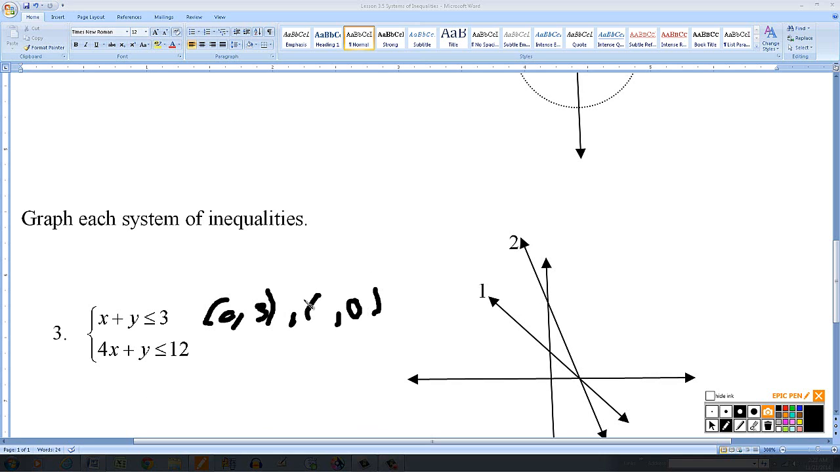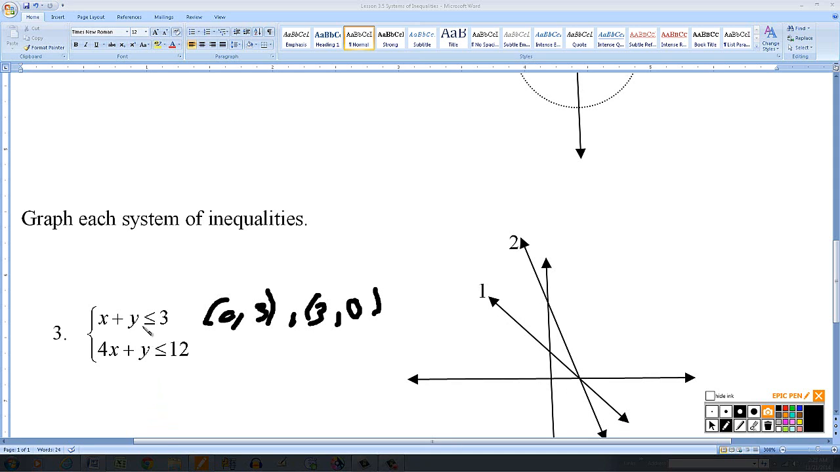So since I'm dealing with boundaries that are lines, 2 points is all I need. Okay, so I come back over here to the graph. So 0, 3, so let's say I go 3 units and I get this point right there. And then 3, 0, I go 3 units to the right here, I get that point right there. Okay, so the line labeled as 1 represents the boundary for the first inequality.